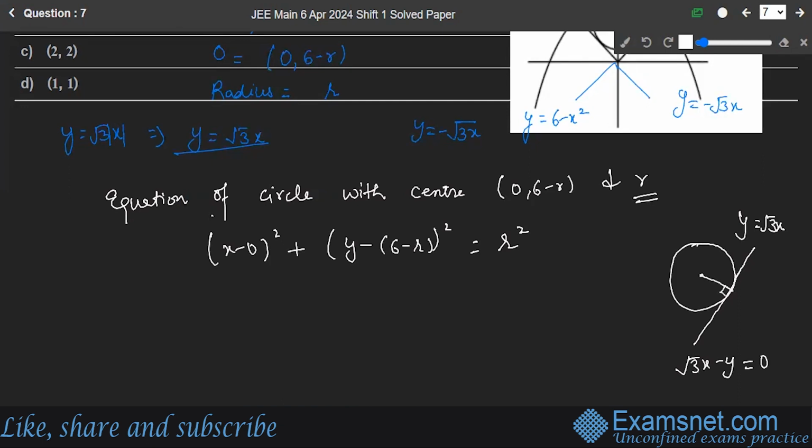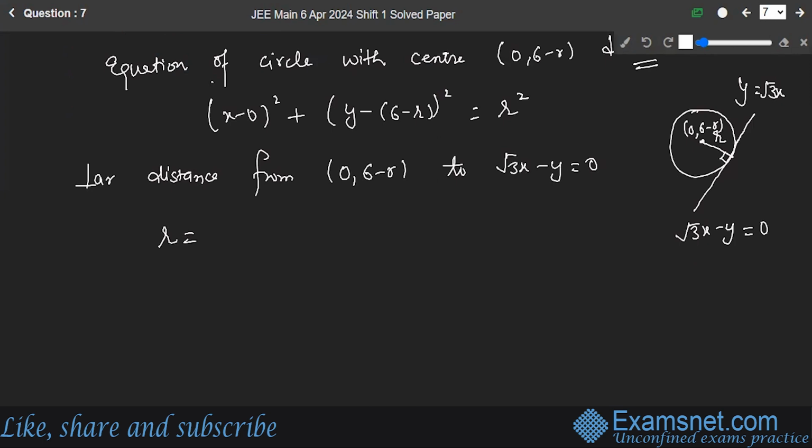That means this distance is perpendicular, right? So you have the center at 0, 6 minus r. The perpendicular distance from the center, which is given by 0, 6 minus r, to the line root 3 x minus y equal to 0, is nothing but the radius of the circle. This is given by modulus of root 3 into 0 minus (6 minus r), under the mod, divided by root of root 3 square plus 1 square, actually minus 1 square.